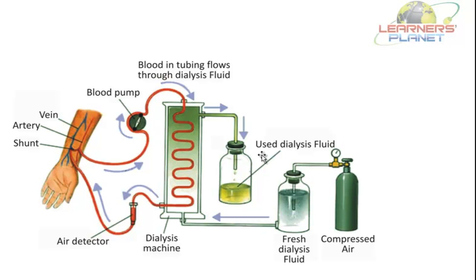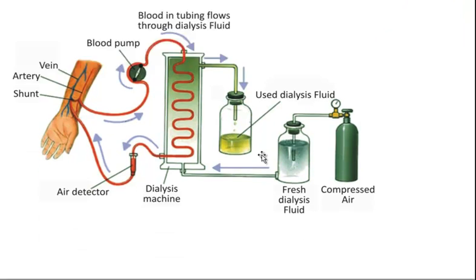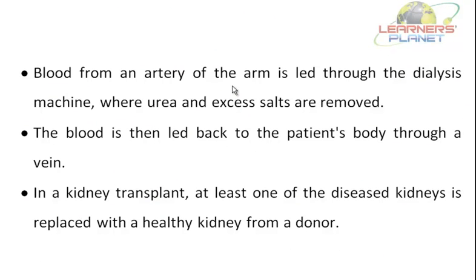So this dialysis machine, or regular dialysis, is very necessary for the removal of waste products if both the kidneys fail. Basically, blood from an artery of the arm is led through the dialysis machine where urea and excess salts are removed. The blood is then led back to the patient's body through a vein. In a kidney transplant, at least one of the diseased kidneys is replaced with a healthy kidney from a donor. So these are the two ways by which a person can survive. In the case of regular dialysis, this is the scene, and in the case of a kidney transplant, one of the diseased kidneys is replaced with a healthy kidney from a donor.